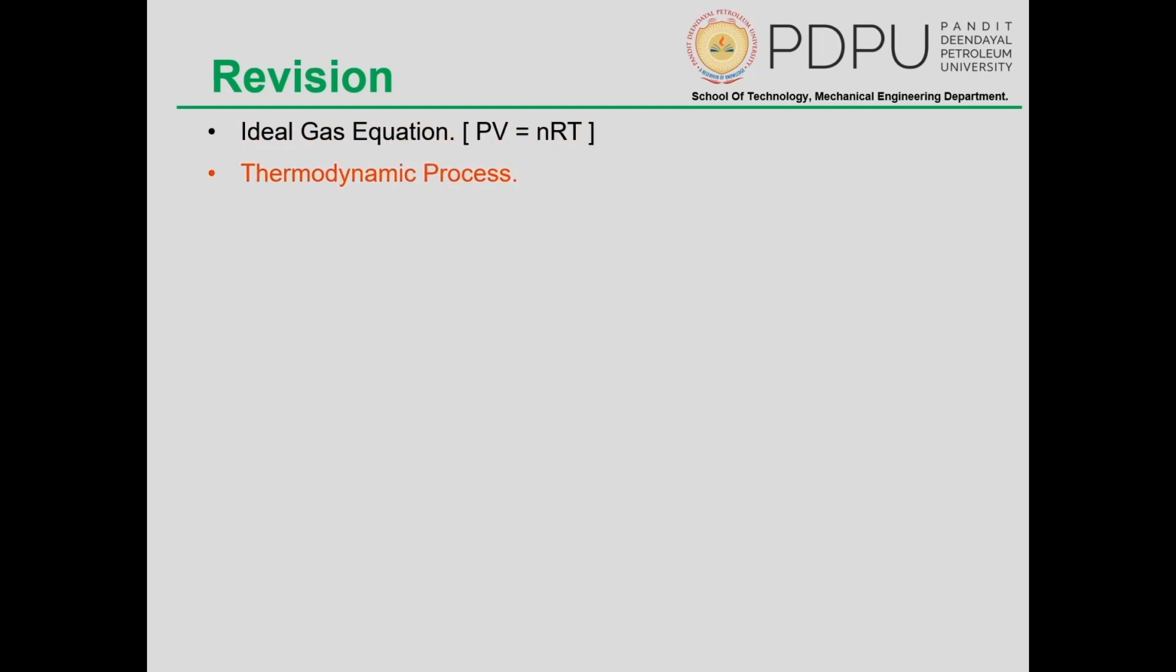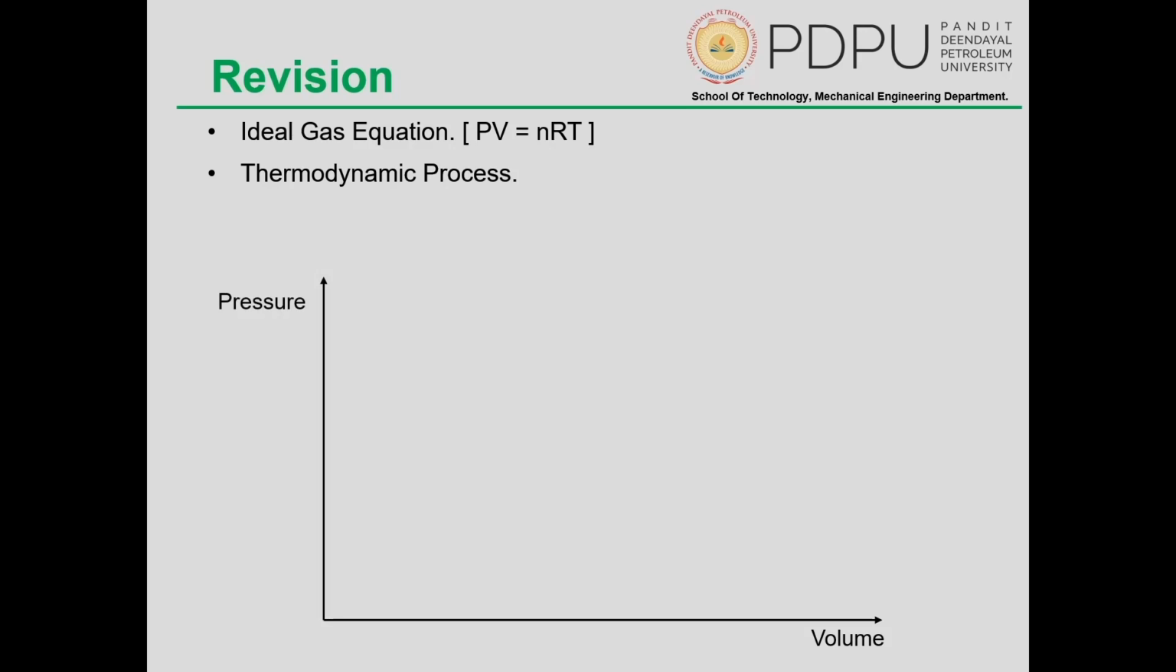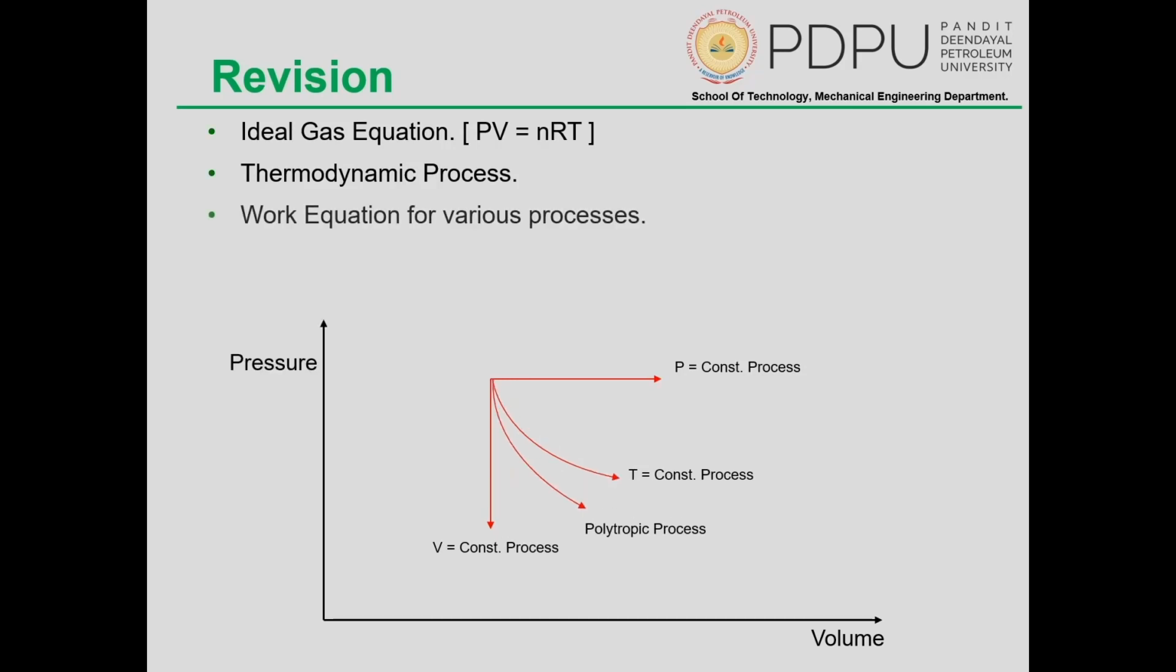We had also discussed thermodynamic processes. I would like to give a brief on the thermodynamic processes. We have pressure versus volume, and this is a constant pressure process, and we have a constant volume process, a constant temperature process, also called an isothermal process, and polytropic processes. Apart from this, we had also studied the work equations for the various processes, and this is nothing but the area under the PV curve.